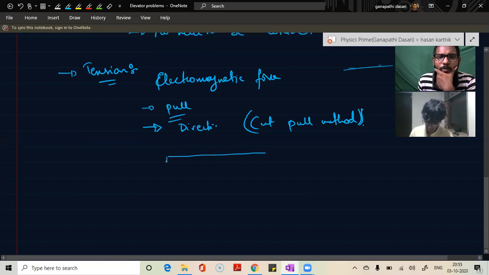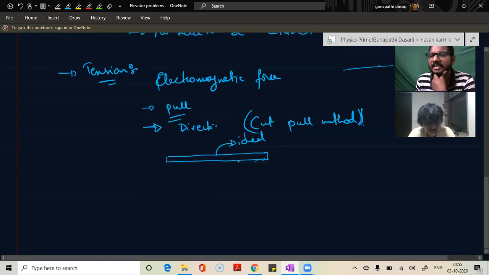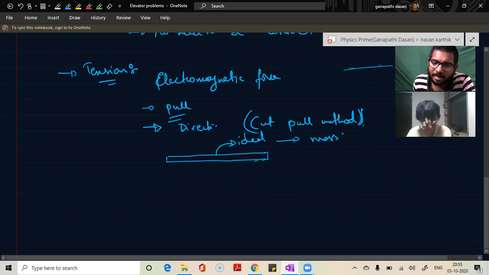Suppose you consider this rope. I'm considering an ideal rope as of now. If the rope has mass, then tension will vary across the entire string. If it has mass. Ideal string means it doesn't have mass. It is not having mass. Massless and inextensible.